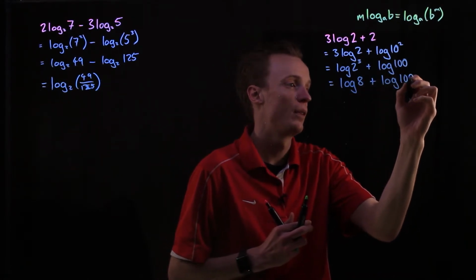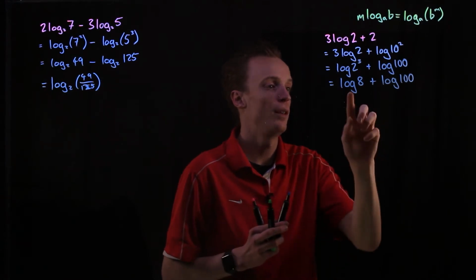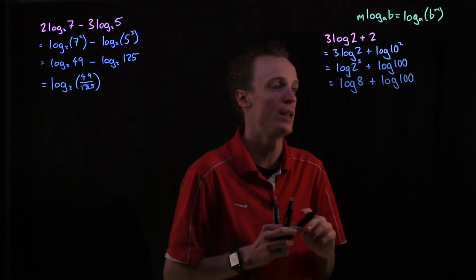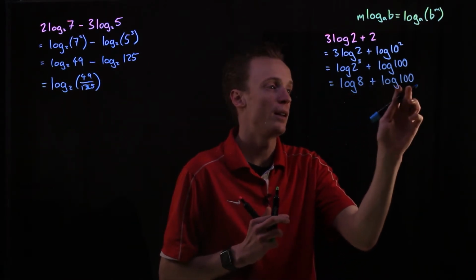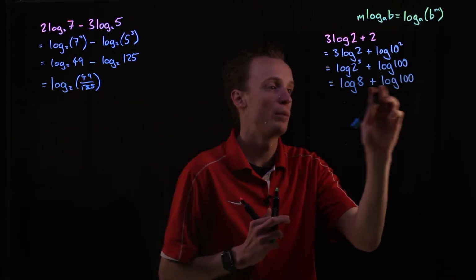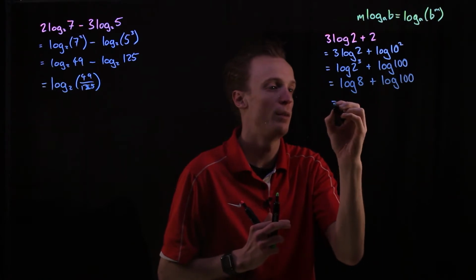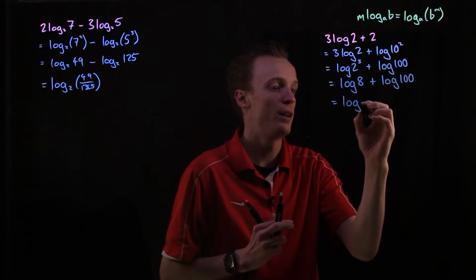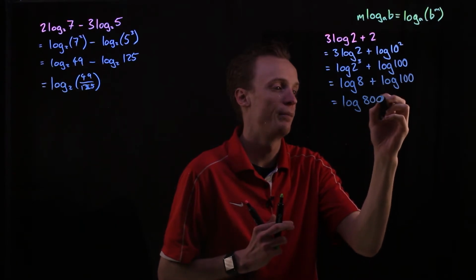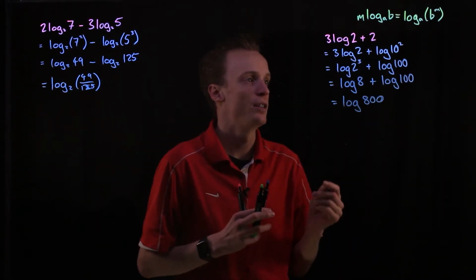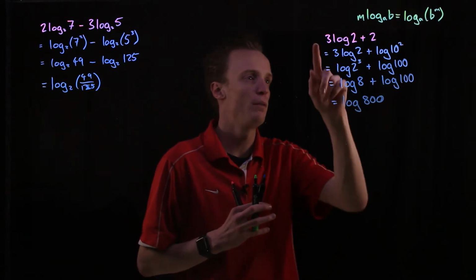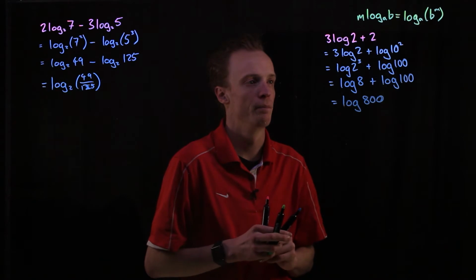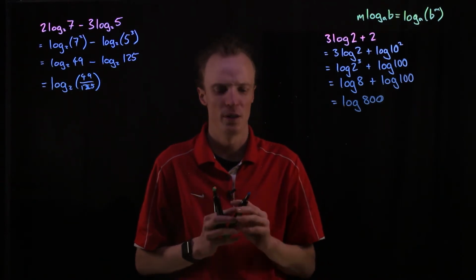Now, of course, when I've got this, I'm adding two logarithms together with the same base, that base of 10. So when I do that, I keep the base of 10 and I multiply these two numbers. So this will be equal to the log base 10 of 8 times 100, which is 800. So you can see here, I can still use my logarithm principles to rewrite or simplify it into a single logarithm. But let's take a look at one more example.